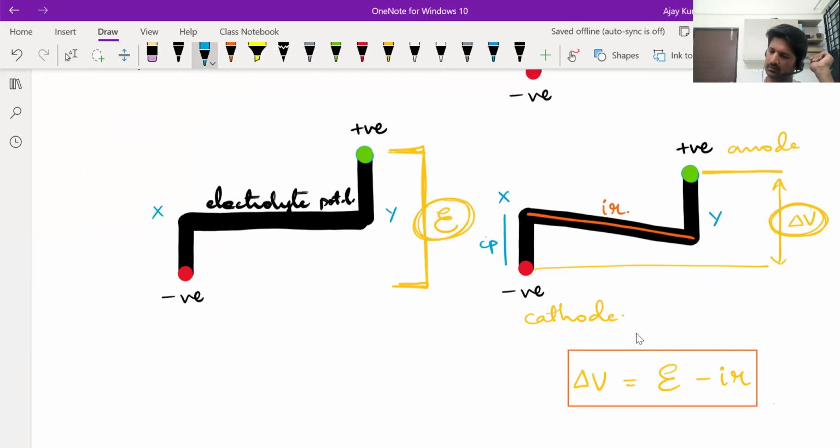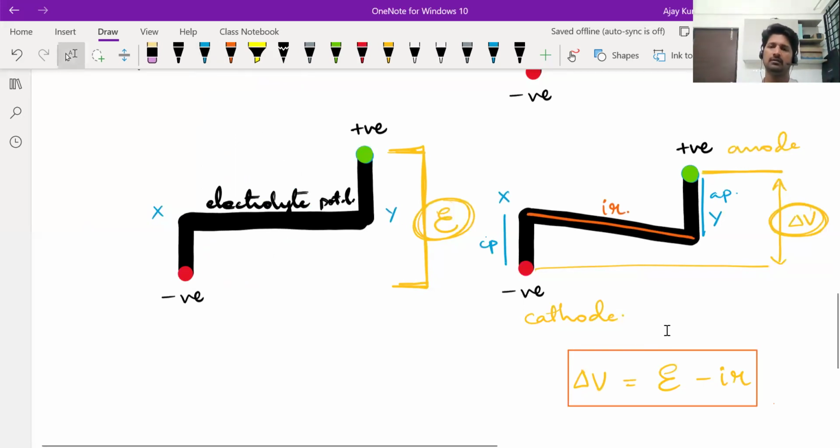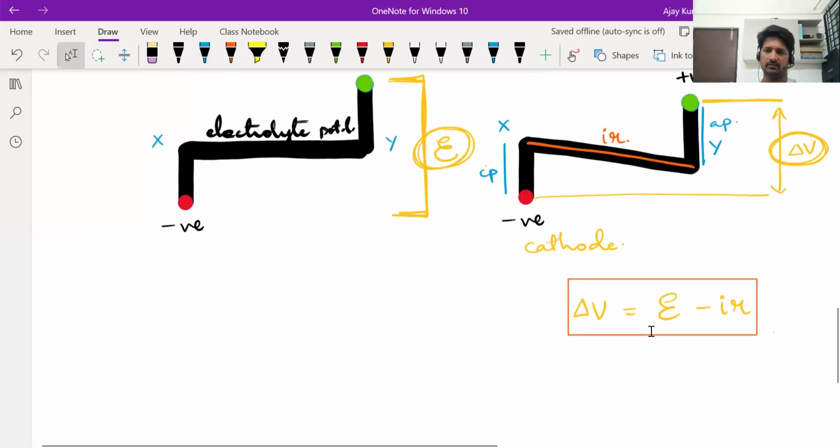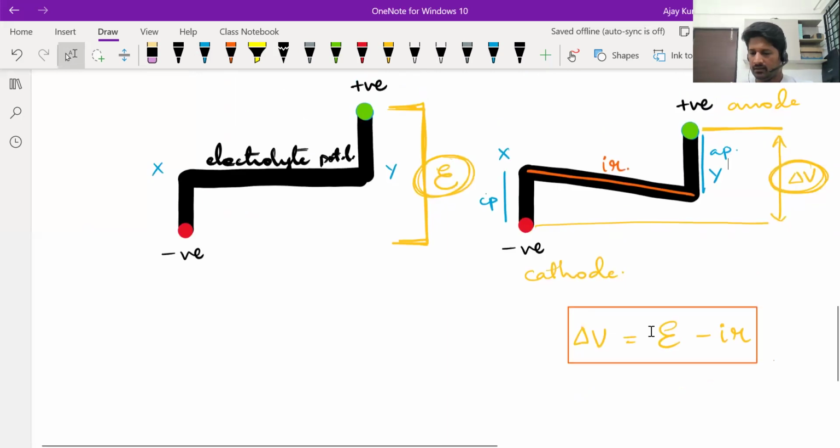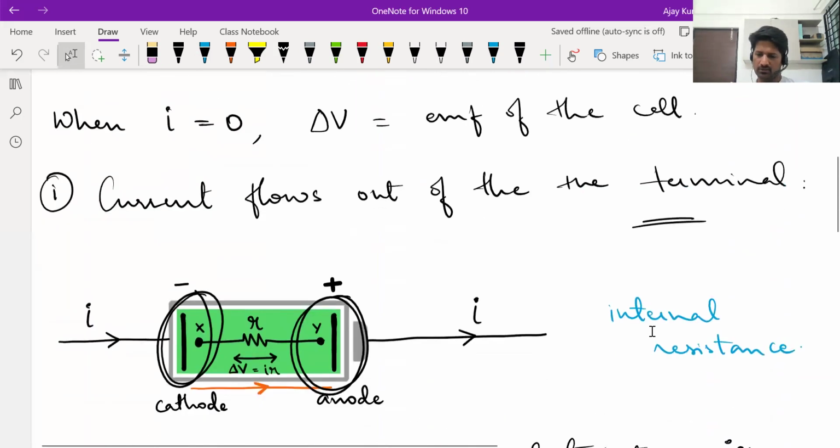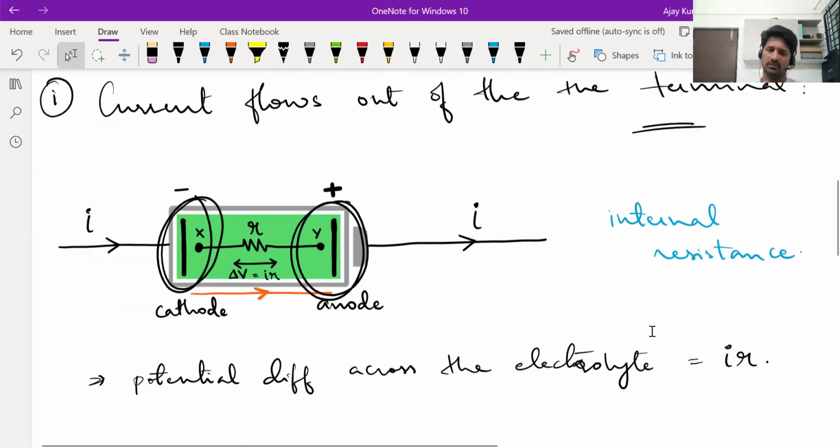Anode potential is also still the same. But because of the fall within the electrolyte, there's an overall decrease in the potential difference, and the potential difference now becomes E minus IR. Now I think you yourself can tell what will happen when current flows in reverse.